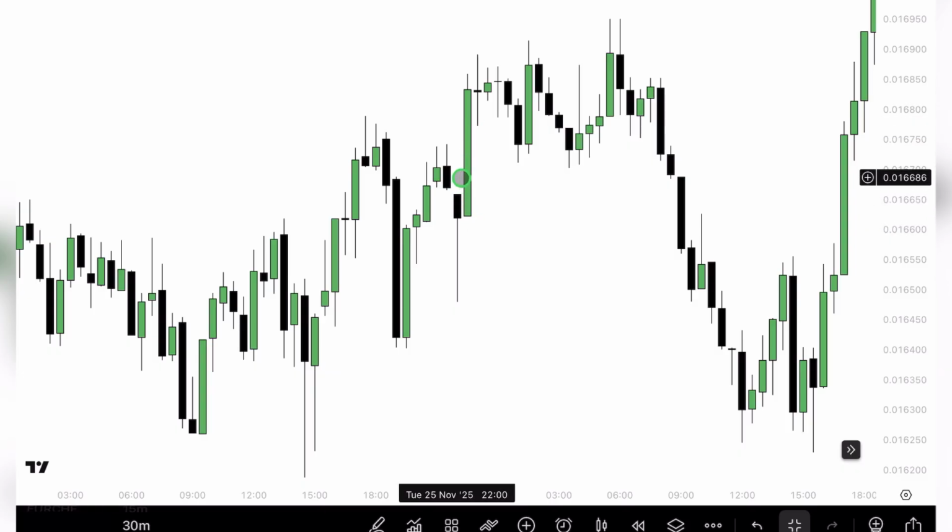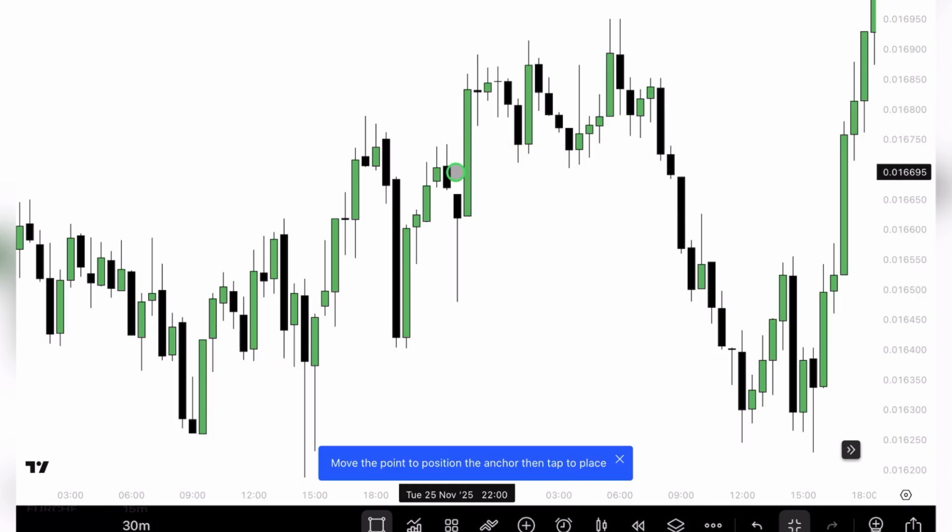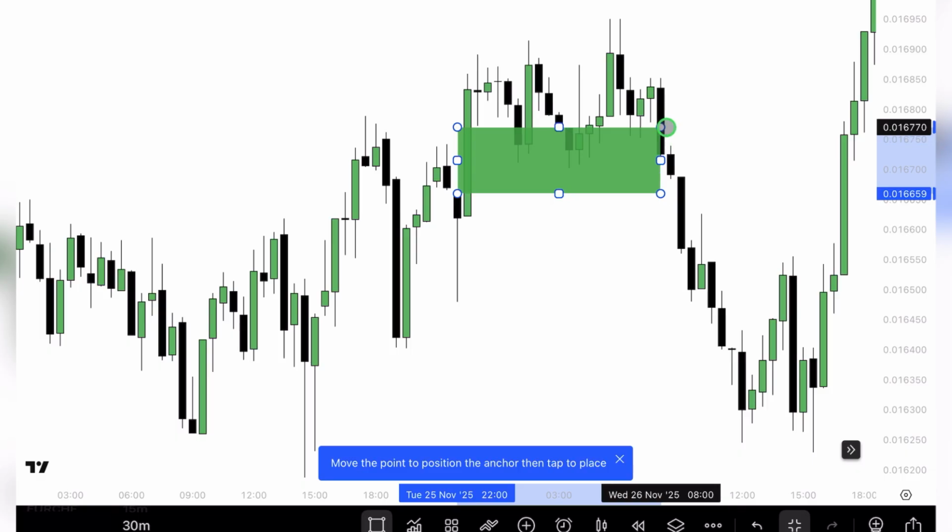Like you can see here, it is a fair value gap because there is a gap between the high of this candle and the low of this candle. This is a fair value gap, and we will mark it, okay? From this point to this point, this is a fair value gap.